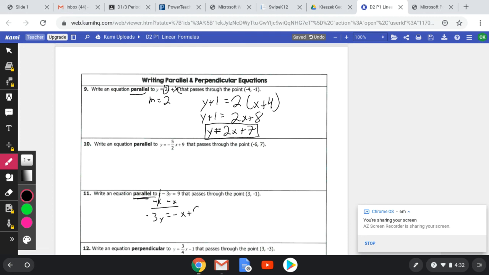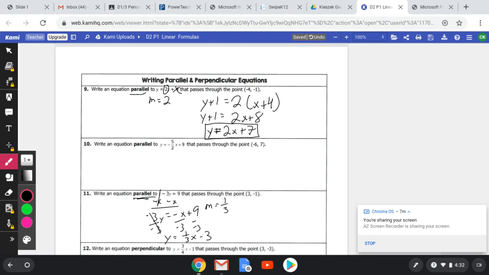And then I get to divide by -3. So I'm going to have y equals 1/3 x minus 3. Identify the slope, which is 1/3. And because the problem says parallel, that's the slope I'm going to use. I got a slope, I got a point. Now I just set up my problem.